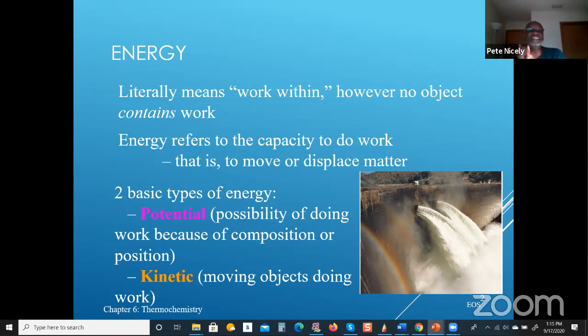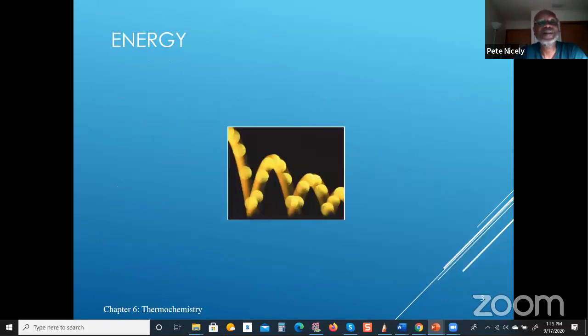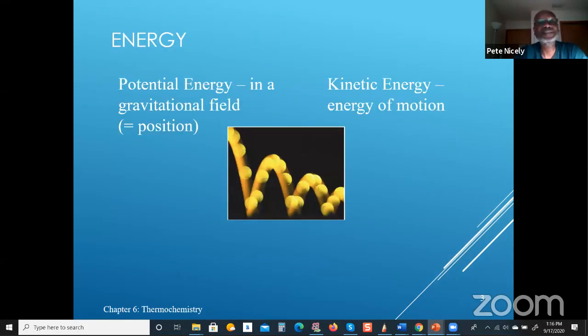Now, there are two basic types of energy. You have potential energy, which is the energy that an object has by virtue of its composition or position. And then you have kinetic energy, which is the energy an object has by virtue of the fact that it's moving. Pretty much all forms of energy fall under one or the other category. So this is basically a comparison between kinetic energy and potential energy side by side.